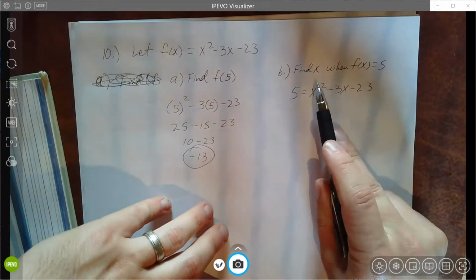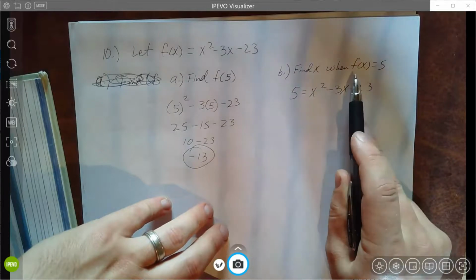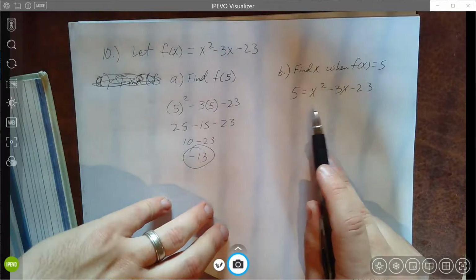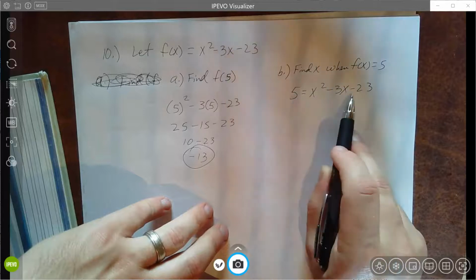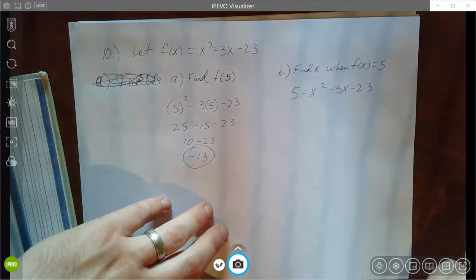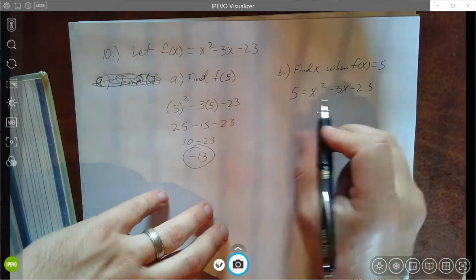Here, I've got to find x, so when f of x equals 5, I have to plug 5 in for the f of x, and then do some solving in order to find x. If you feel more comfortable writing x squared minus 3x minus 23, and putting the equals 5 on this side, that's totally fine. But I'm going to keep going here. I'm going to solve this.